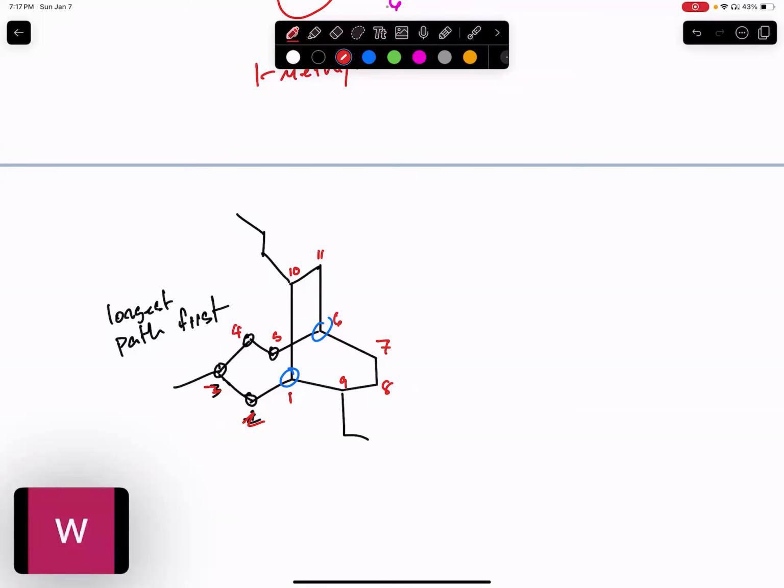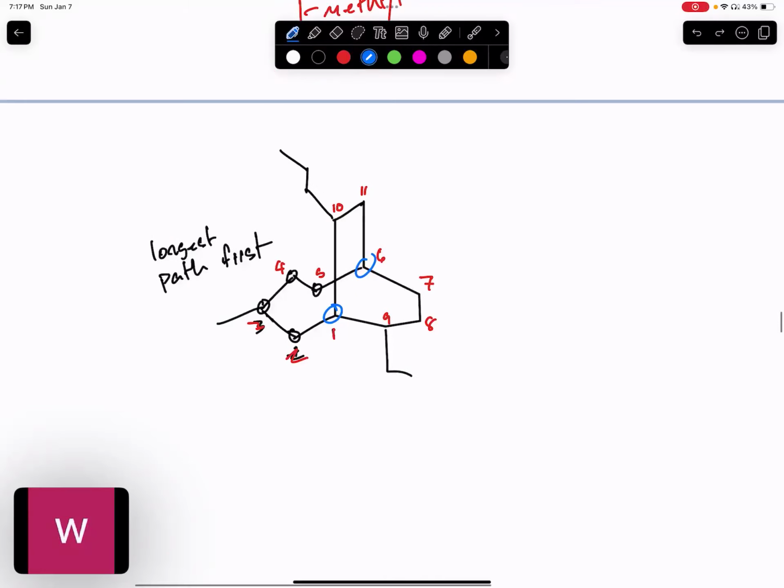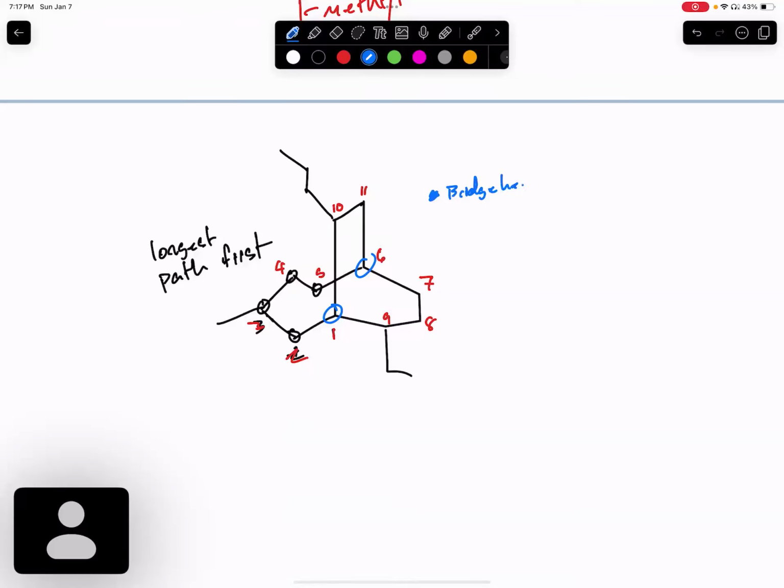Could we have started on the top? These aren't bridgehead carbons. Oh, okay. So with bicyclic, we always start at the bridgehead carbon, right? So blue is bridgehead carbon. Can we start on the top blue?